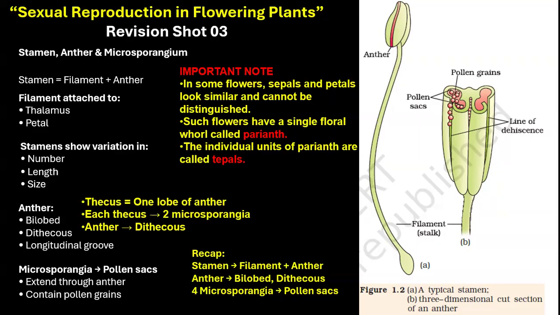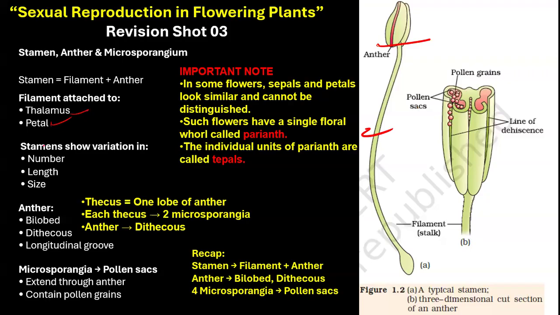A typical stamen has two main parts, the long slender stalk called the filament, and the terminal, usually bilobed structure, which is called the anther. You can see here this is the anther and this is the stalk, that is the filament. The proximal end of the filament is either attached to the thalamus or sometimes to the petal of the flower.